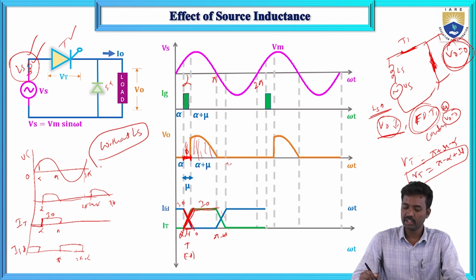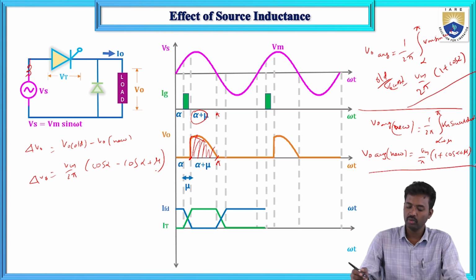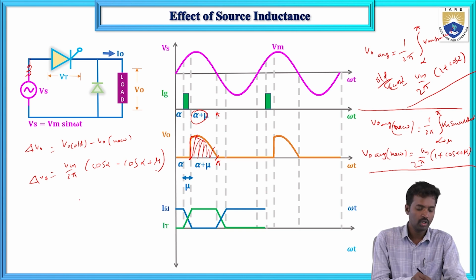So now here, pi minus alpha plus mu, and next the output voltage. This is the old one, and the new average output voltage is Vm by 2 pi times 1 plus cos of alpha plus mu. And now the reduction in the voltage equals V old minus V new. So that equals V naught equals Vm by 2 pi times cos alpha minus cos of alpha plus mu.